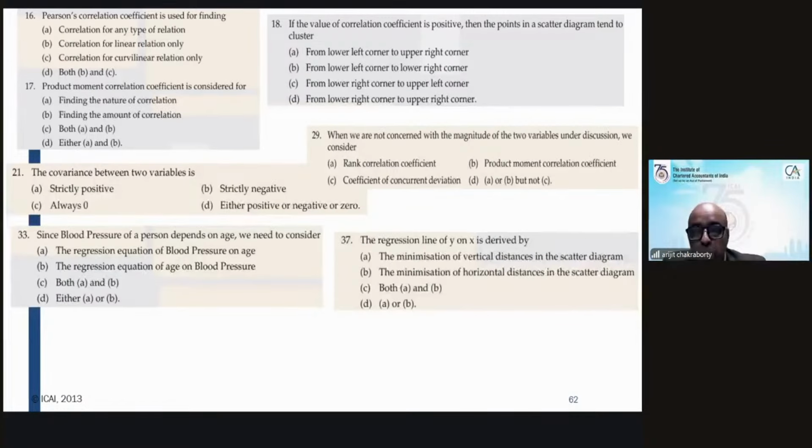Next, I'm trying to cover almost most of the questions of set A. Question 37: the regression line of y on x is derived by what?